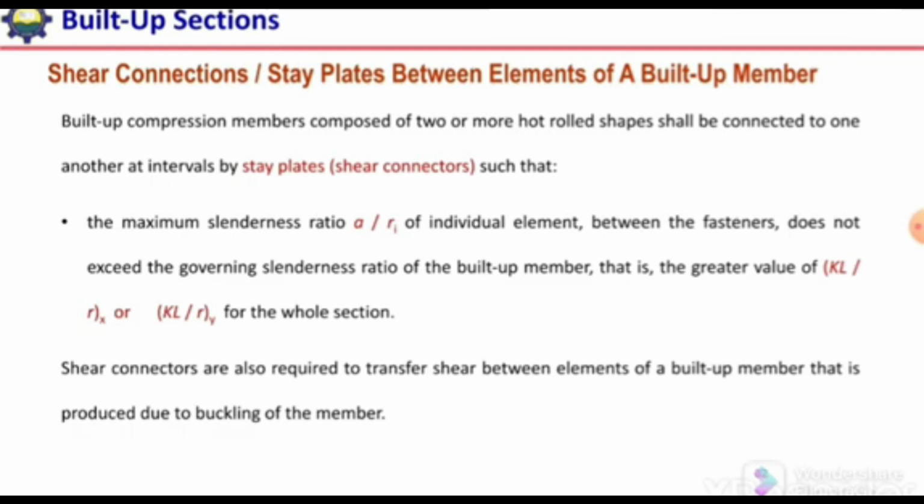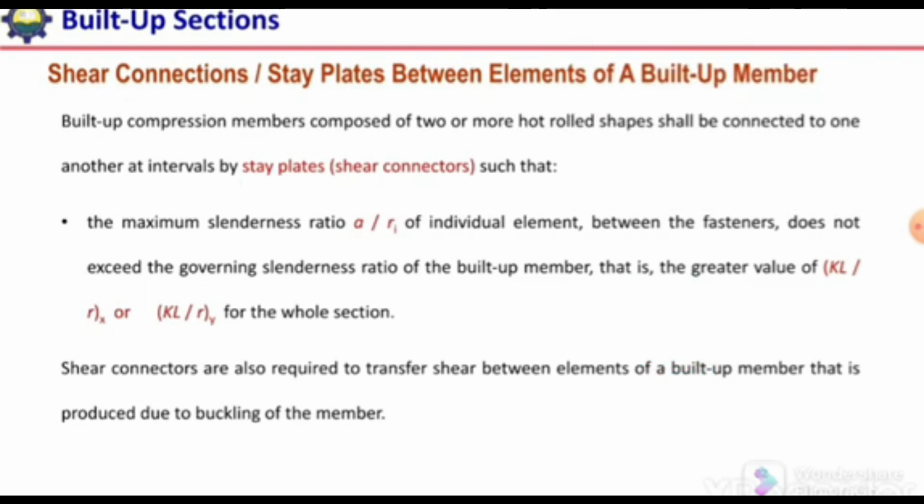Built-up section, and we need to calculate the modified slenderness ratio for a built-up section. So shear connectors are stay plates between the elements of a built-up member. When we make a built-up section, we need to provide shear connectors or stay plates between the elements. For example, we have this built-up section made of these two C sections, so we need to provide these stay plates, lacing or shear connectors.